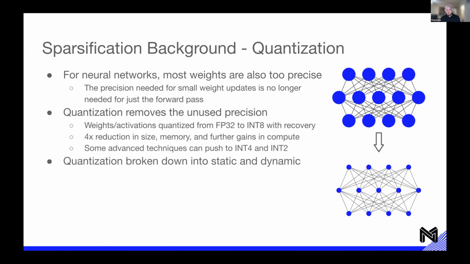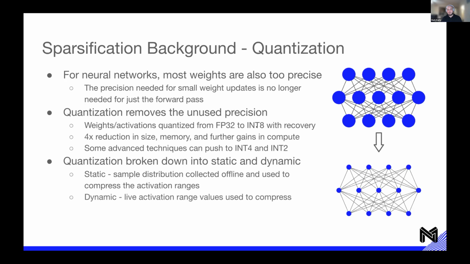And then just covering a little bit more advanced topics in quantization. Quantization can be broken down into static and dynamic. Static is where, because we need to compress these activations, we're going to look at a sample distribution. So we're going to run a bunch of samples through the model and look at every single activation and figure out what the distribution looks like for the input to each activation in each layer. And we're going to collect those. And then what we can do is use that to compress those activation ranges when we're actually running. So every time we see an input, we can use that statistical distribution to be able to compress from FP32 into int8. And then we additionally have dynamic.